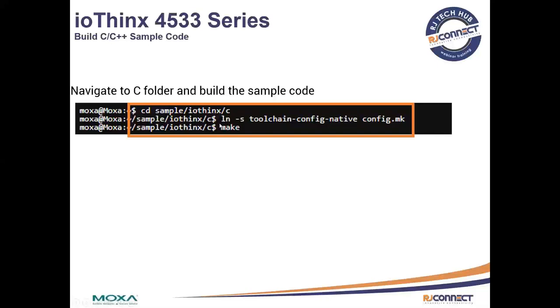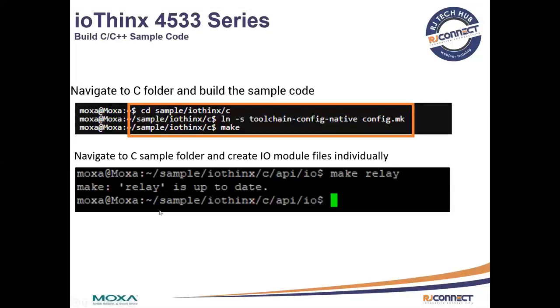Once you are in that directory, you need to build the toolchain. This toolchain contains the multiple IO files for all the supported IO modules on the ioThinx. So by doing this, you're building them in groups. If you don't want to build them in groups, then you can also build them individually. So you can also navigate into the C folder and go to the IO folder here. As you can see here, we go to sample ioThinx C API, and then IO for input output modules. Then you can make in the folder here.